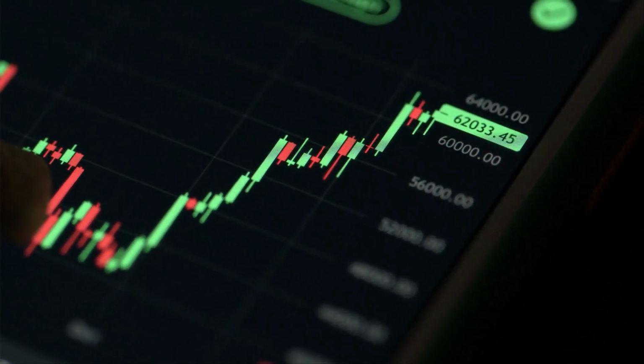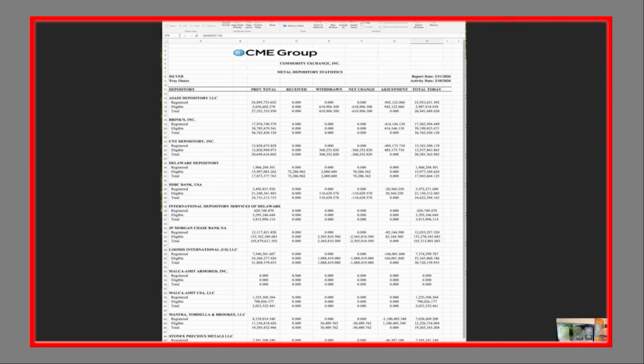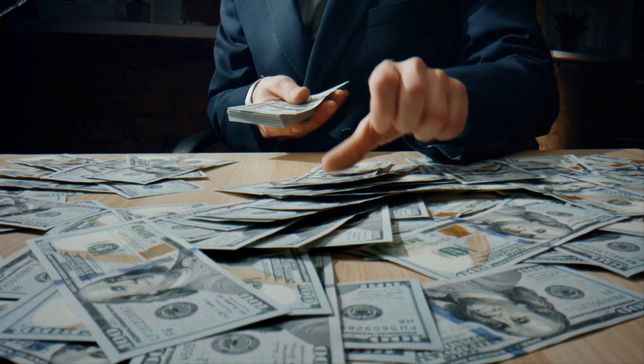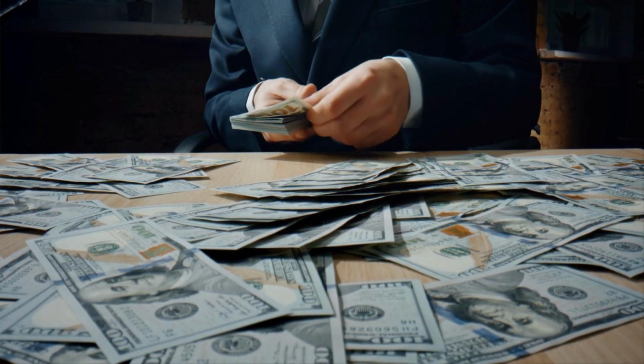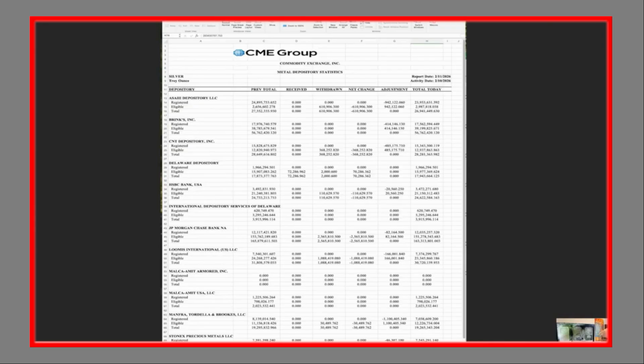First of all, the first number to look at is the registered silver, which is currently, for the first time, below 100 million ounces. Don't forget, a few months ago it was up at 160 million ounces. A few days ago it was at 110 million ounces. And now it's only 98 million ounces. So below 100 million ounces available in registered.